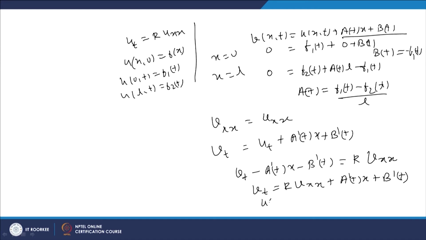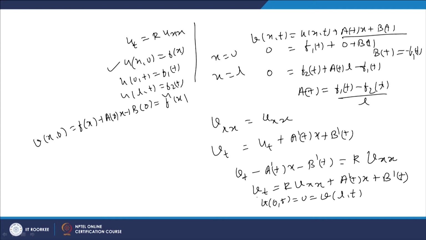Your boundary condition is what? v(0,t) is equal to 0 equal to v(L,t). Now, we can find the initial condition. What is it? v(x,0) will be f(x) plus a(0)x plus b(0), which we can write as f tilde(x). So, here we have this condition v(x,0) equal to f tilde(x). So, it means that our problem is now reduced to a non-homogeneous equation, with f tilde(x), but the boundary conditions are homogeneous and the initial condition is given.